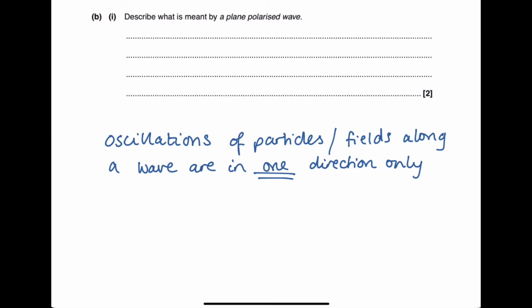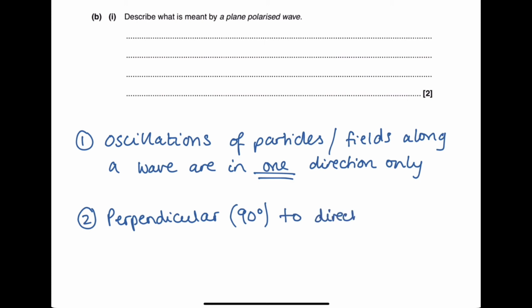That's really important. Now this is 2 marks, so that first point would get you 1 mark. The second thing we could say is that these vibrations are perpendicular, which means at 90 degrees, to the direction of wave propagation, or you could say energy transfer.